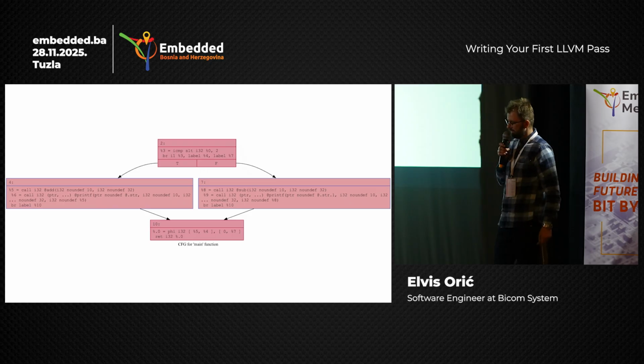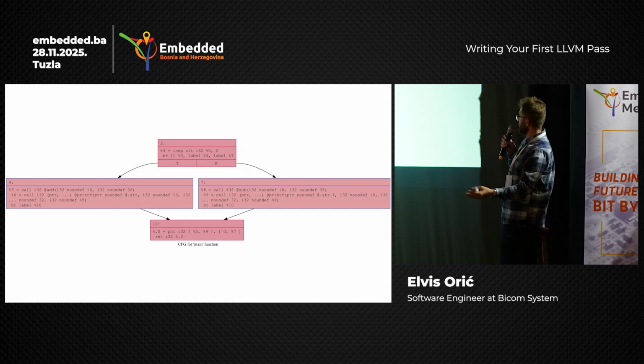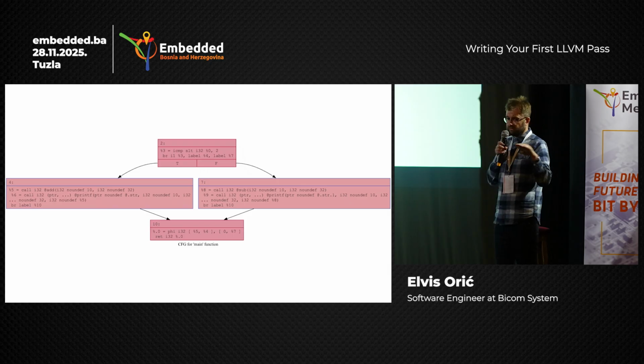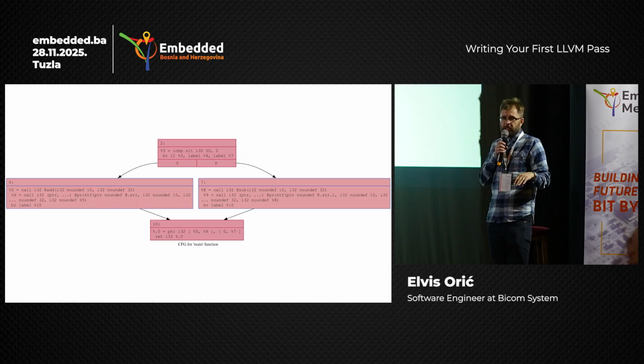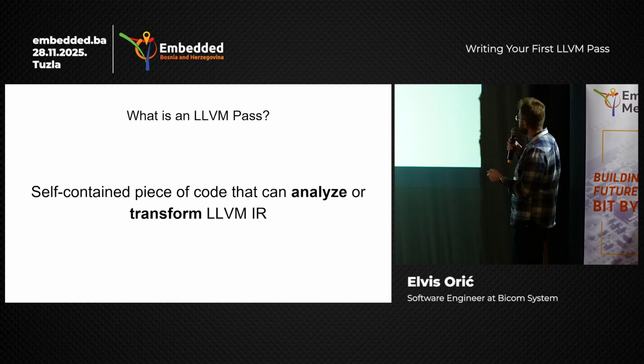This is the main function, and in the control flow graph we have 4 basic blocks. A basic block means we have sequential instructions, and at the end of the basic block we have a branch, and that's basically it. It's a really important concept in LLVM.